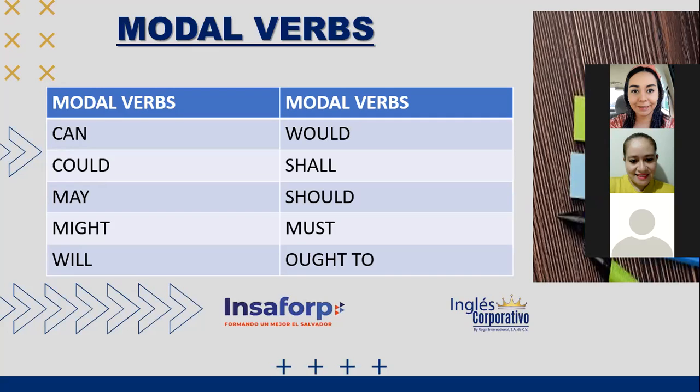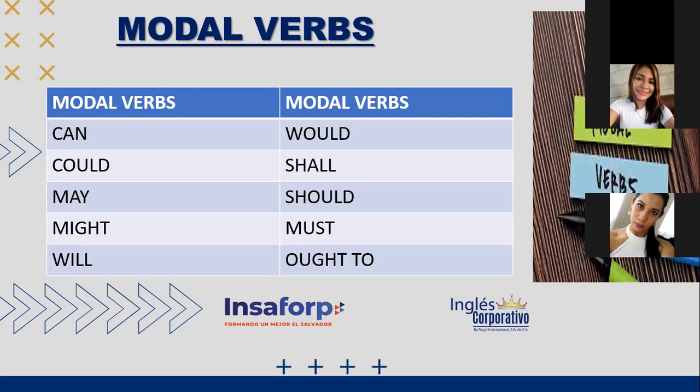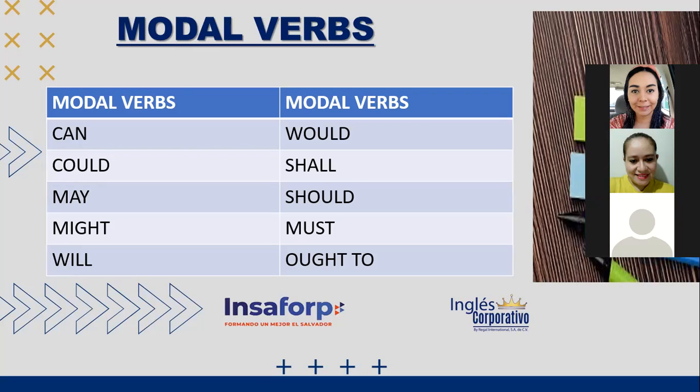All right, perfect. And the last person I'm going to ask is going to be Erlin Laines and then Liliana Melendez. You are going to be the last ones. But first, Erlin Laines, go ahead. Okay. Can, could, may, might, will, would, shall, should, must, ought. All right, let me see. Thank you. Liliana, go ahead. Can, could, may, might, will, would, shall, should, must, ought to. Okay, thank you so much.